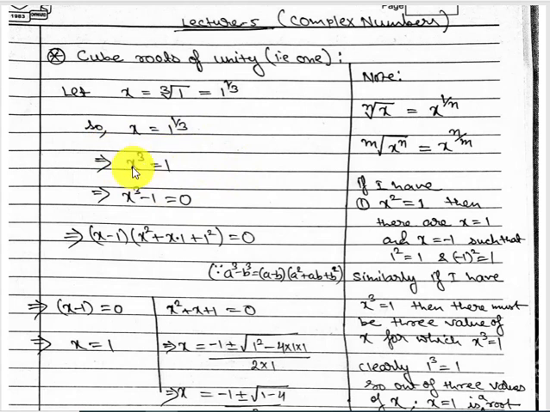So I get x to the power 3 is equal to 1, because when I take the whole power 3, this 3 gets cancelled. So x cube equal to 1. Now this 1 on the right is taken to the left, so I get x cube minus 1 equal to 0. But you know I can write this 1 as 1 cube. So this is nothing but x cube minus 1 cube equal to 0. Now I can expand x cube minus 1 cube using this formula.